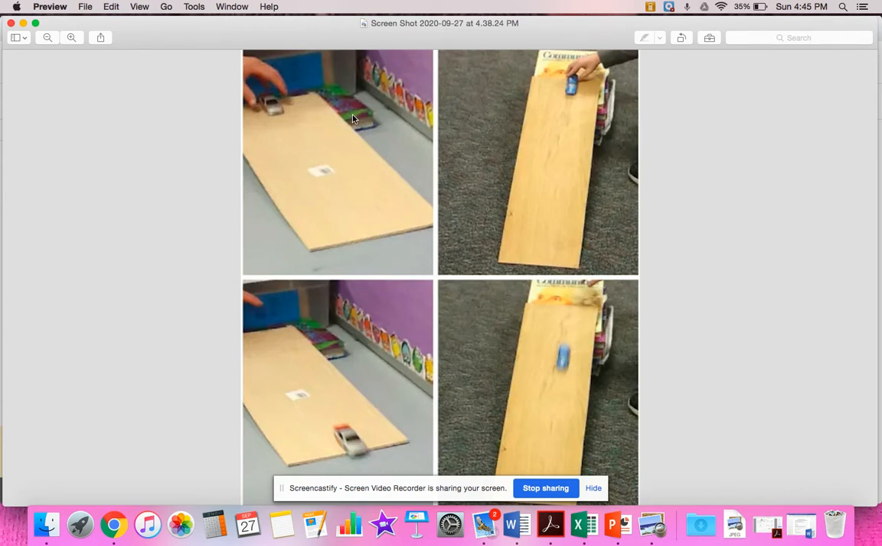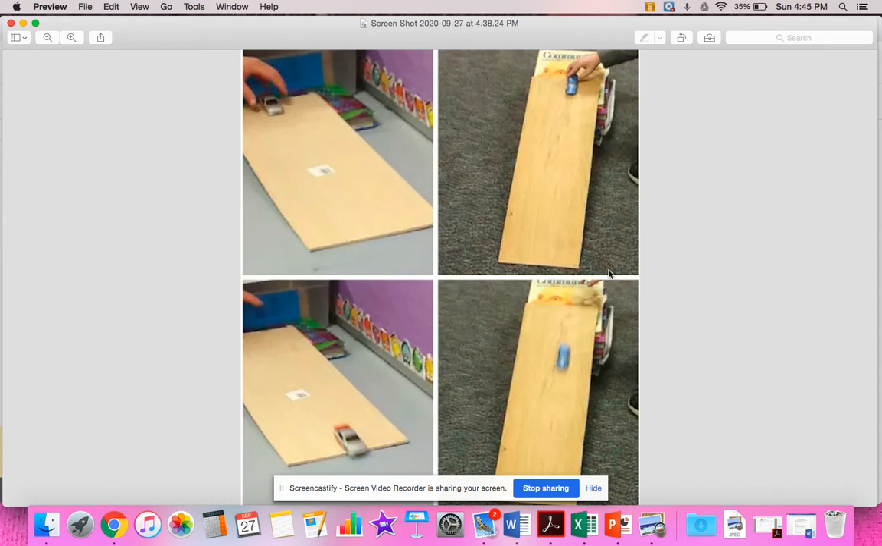So, no books was the worst. My car didn't move at all. Then I put one and it moved a little bit further. And then by the time I got to five, my car went the furthest. One of the reasons that my car went further is the gravitational force. Gravity pulled my car and caused it to go further.